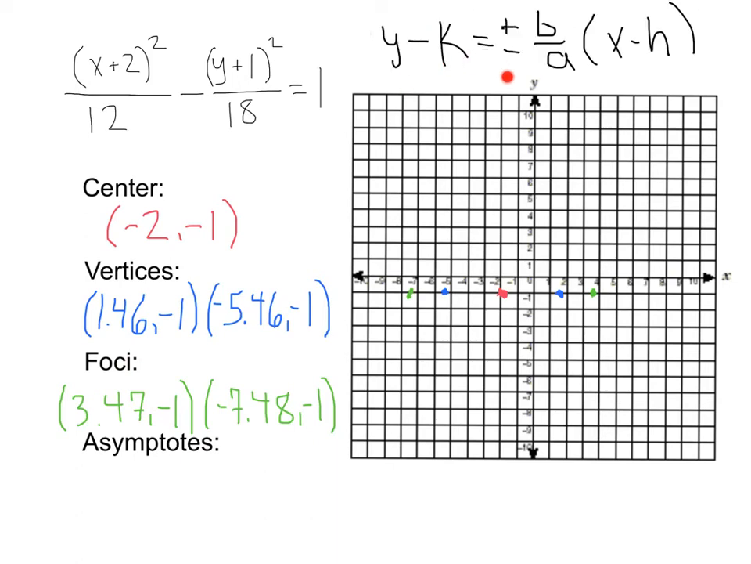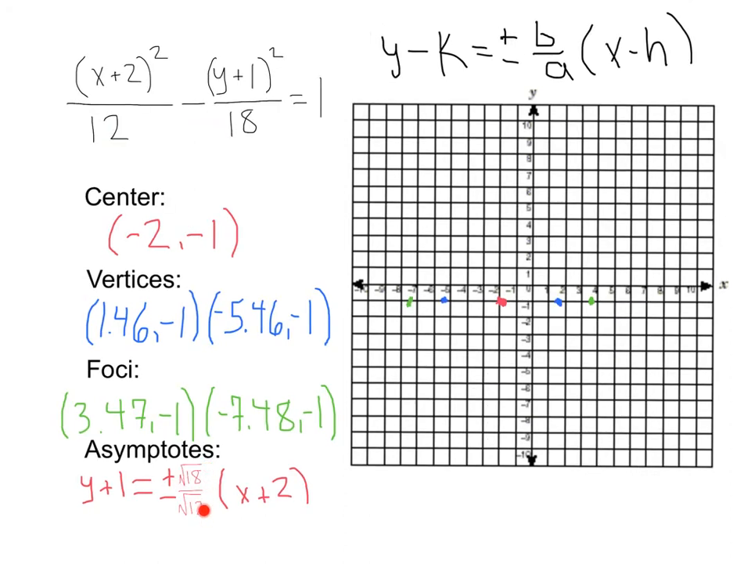And for our asymptotes, let's go ahead and use our equation. y minus k equals plus or minus b over a in this case, or rise over run, times x minus h. We do have a center this time. That'll give us y plus 1 equals plus or minus something, our slope, times x plus 2, and that something is going to be our b over a, or the square root of our y denominator, our rise, over the square root of our x denominator, our run. That'll be square root of 18 over the square root of 12. And there's our slope.